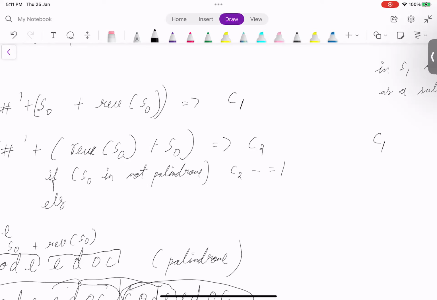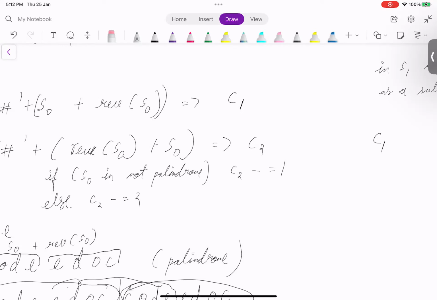Else, if it is a palindrome, then we need to subtract two things. Why? Because it is a palindrome. If it is not a palindrome, we know that its reverse part is not equal to the current part. So we only count one value which completely belongs to S0, not reverse of S0. And in the case of a palindrome, reverse of S0 will be equal to S0. So one part will completely lie in the left and one part will completely lie in the right.